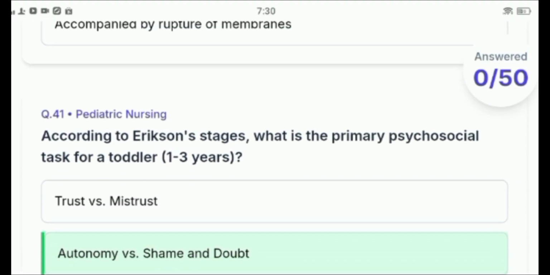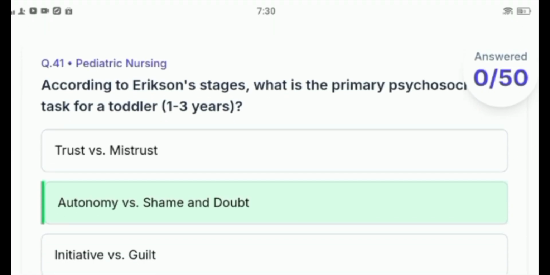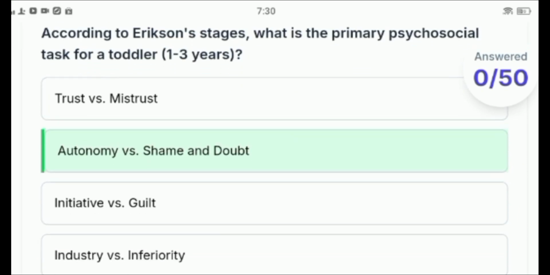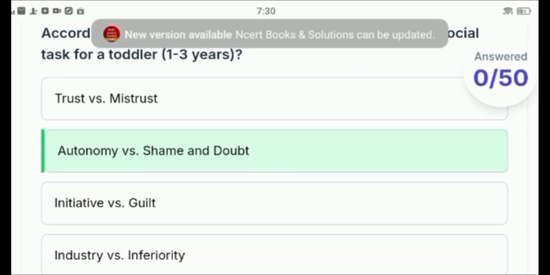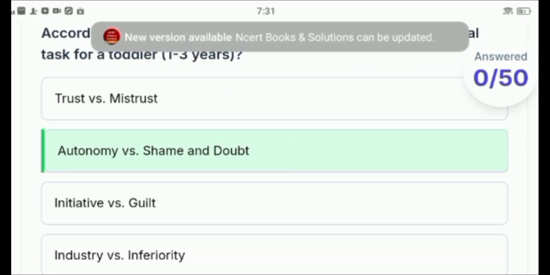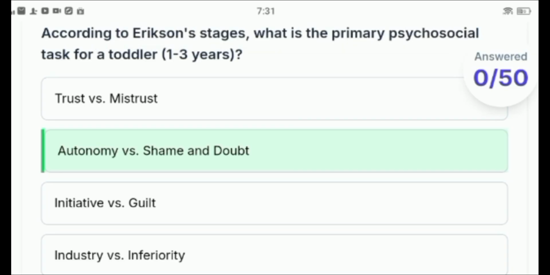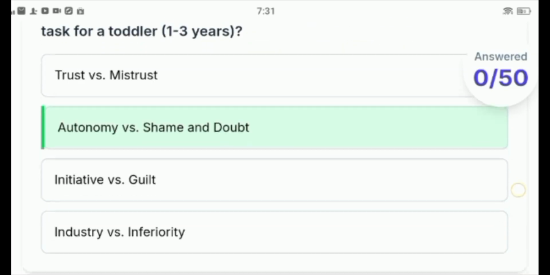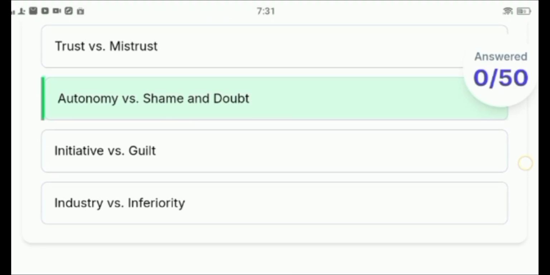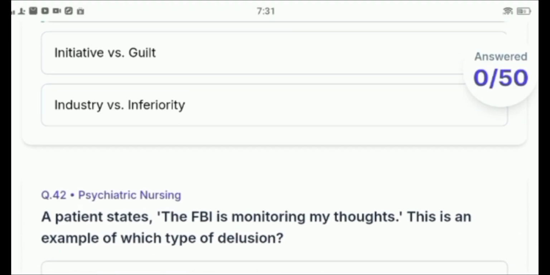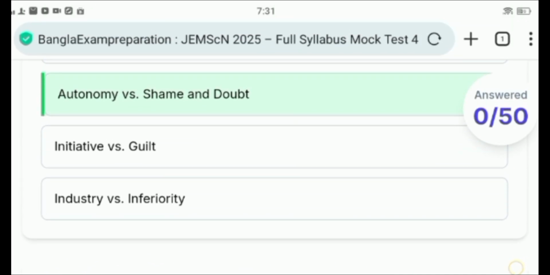41. Pediatric nursing. According to Erikson's stages, what is the primary psychosocial task for a toddler, 1 to 3 years? A. Trust versus mistrust, B. Autonomy versus shame and doubt, C. Initiative versus guilt, and D. Industry versus inferiority. So the correct answer is B. Autonomy versus shame and doubt.